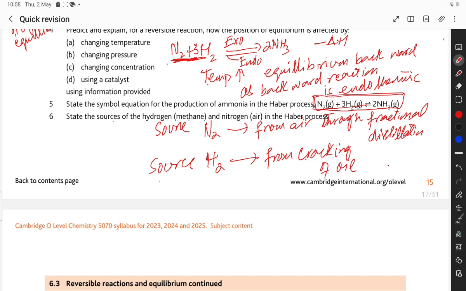The source of hydrogen is methane, and nitrogen. Write methane because in the content it is written methane, so you should write down methane. Don't write down oil. Cracking of methane.